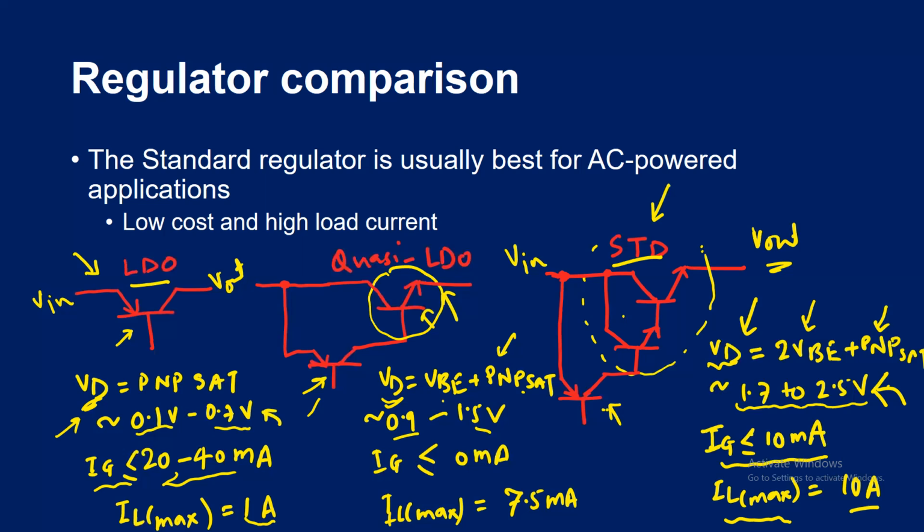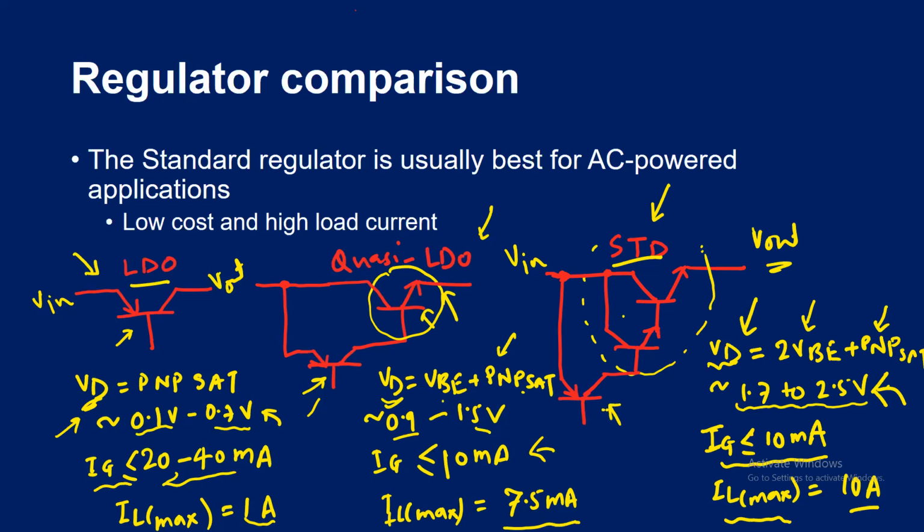The ground current is less than... No, let me check once again. So let me correct that and write here. It is less than or equal to 10 milliampere. So you see the ground pin current of this regulator is in between the standard and the LDO. And of course the IL max is between the standard regulator and the LDO. So this is the in-between choice if you want to use your parameters.